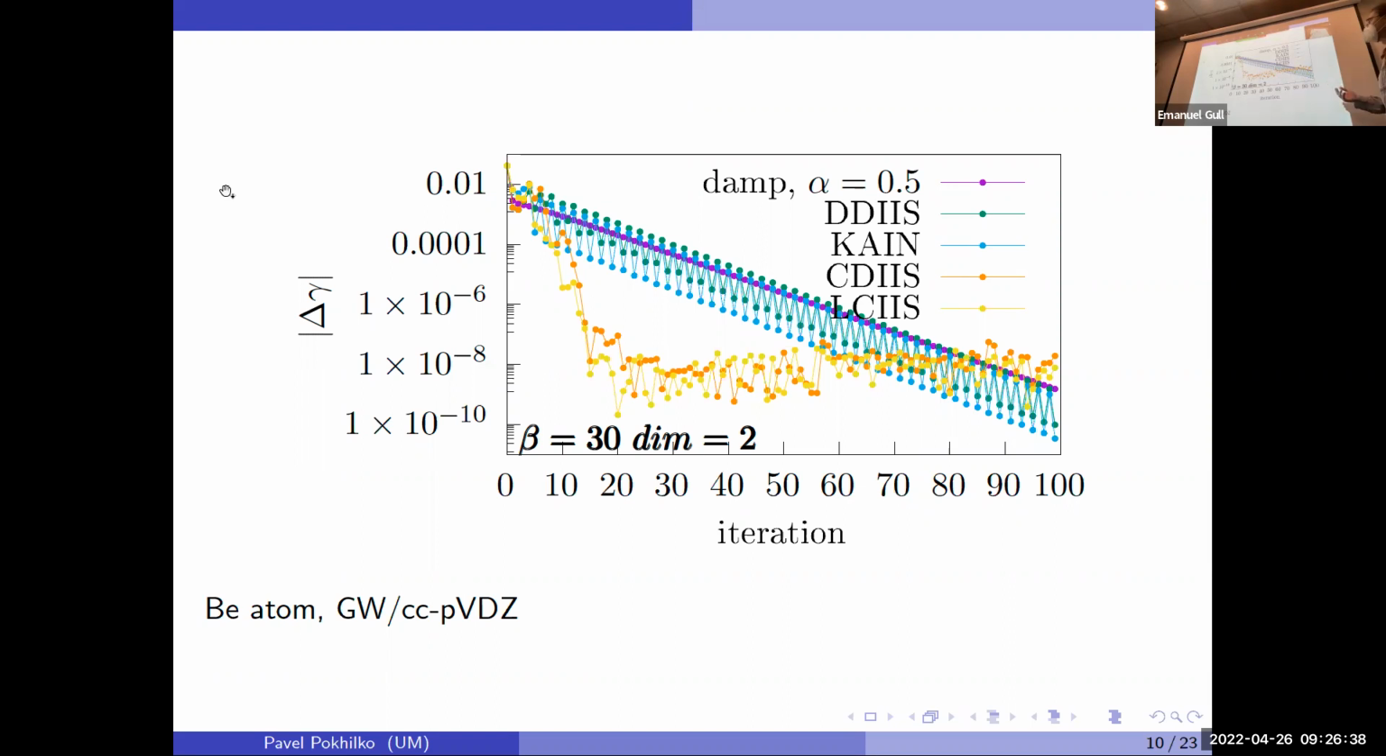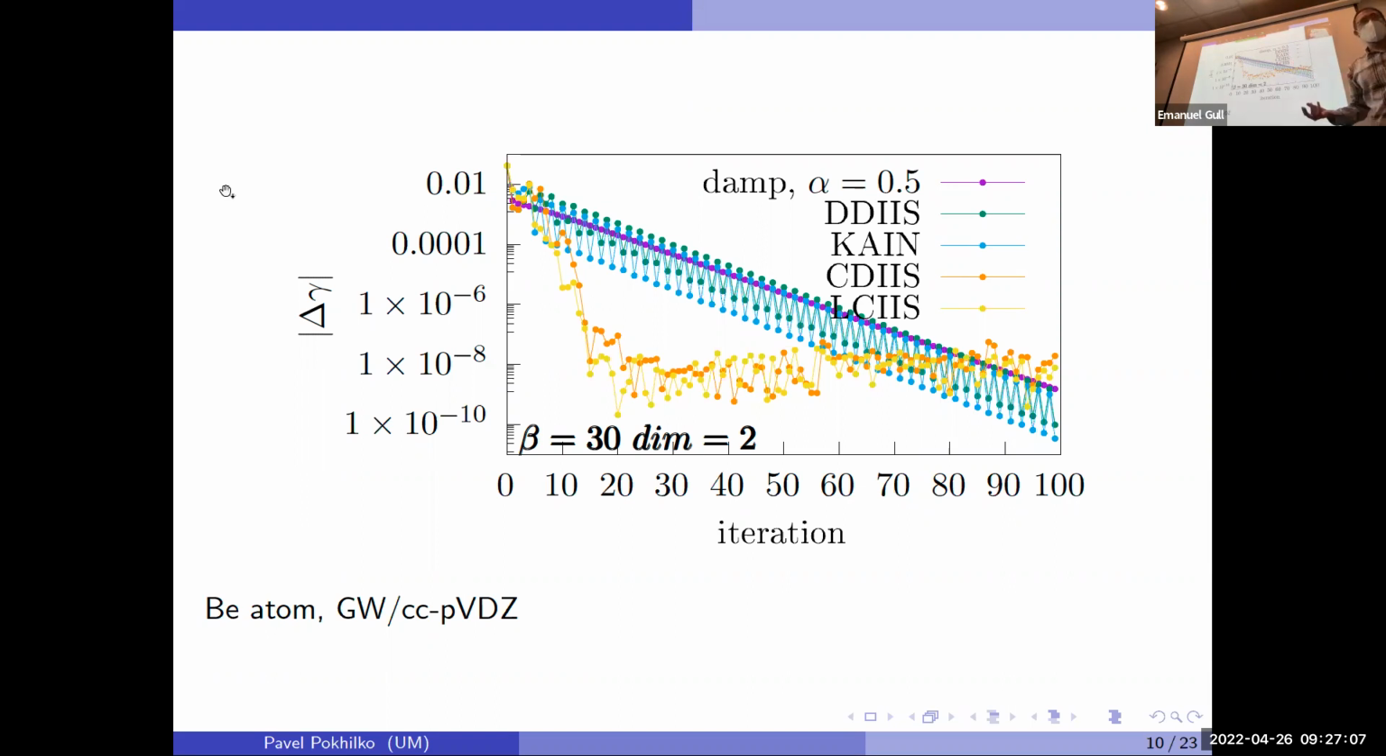So what do we see? We see that when we use the difference residuals, both DIIS and Chem lead to highly oscillatory behavior, and the quality of these iterations is really very similar to damping. So we don't get any advantage when we use difference residuals for both DIIS and Chem.